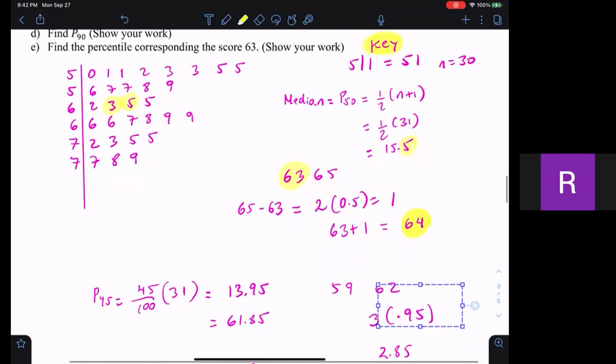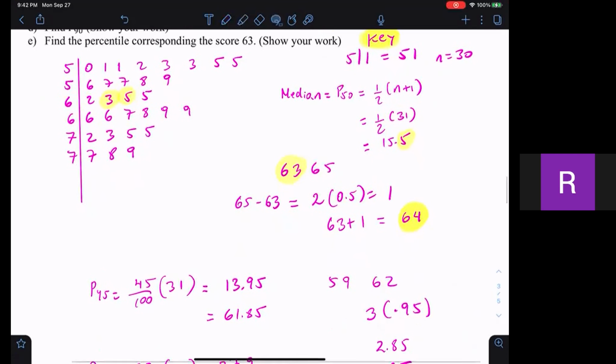Okay, so here it is. If you do that, it's 13.95, so we can count it, right? 13.95 is between these two, counting 8, 10, 12, 13.